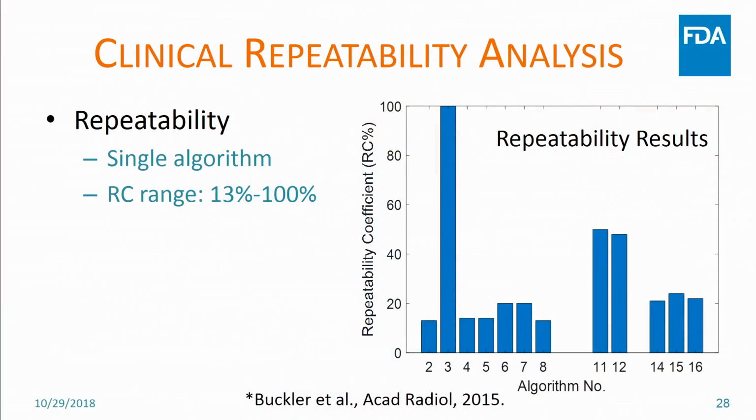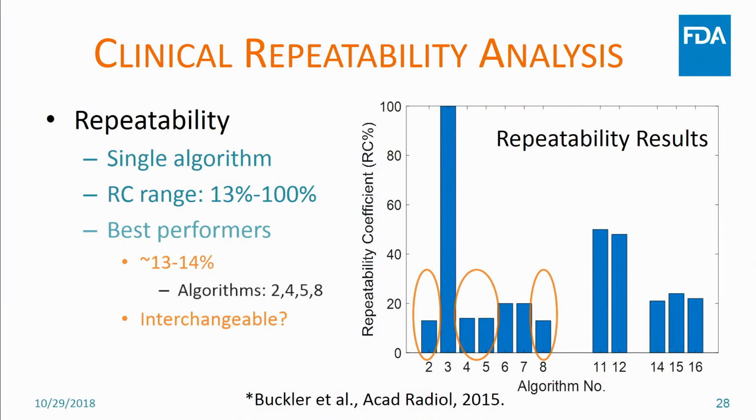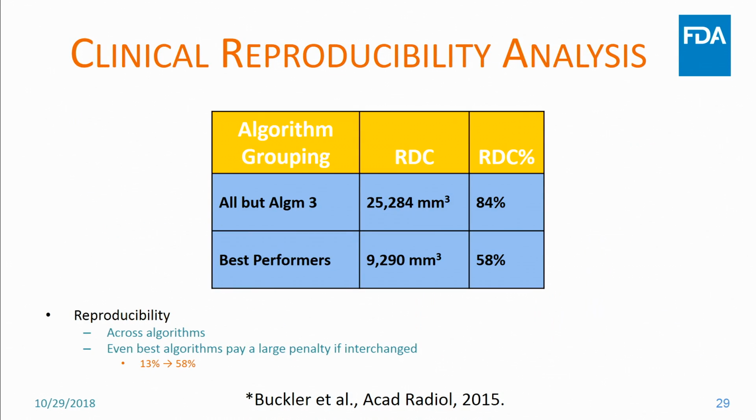So here's just a single algorithm repeatability. You can see that it's pretty broad, right? We have 100% for algorithm 3. That's not very good. But we have a range of these sort of best performers, a range of 13 to 14%. So you might say, how well can we interchange algorithms and utilize this across different algorithms? And I'll look at 2 different things. All the algorithms except for that 3, which is really large, versus all the better performing algorithms. So in this case, if we look at all but 3, the reproducibility is 84%, so pretty broad, right? So there's a big error associated with these measurements when we're using multiple algorithms, this wide range of algorithms. If we use the best performers, it's still 58%.